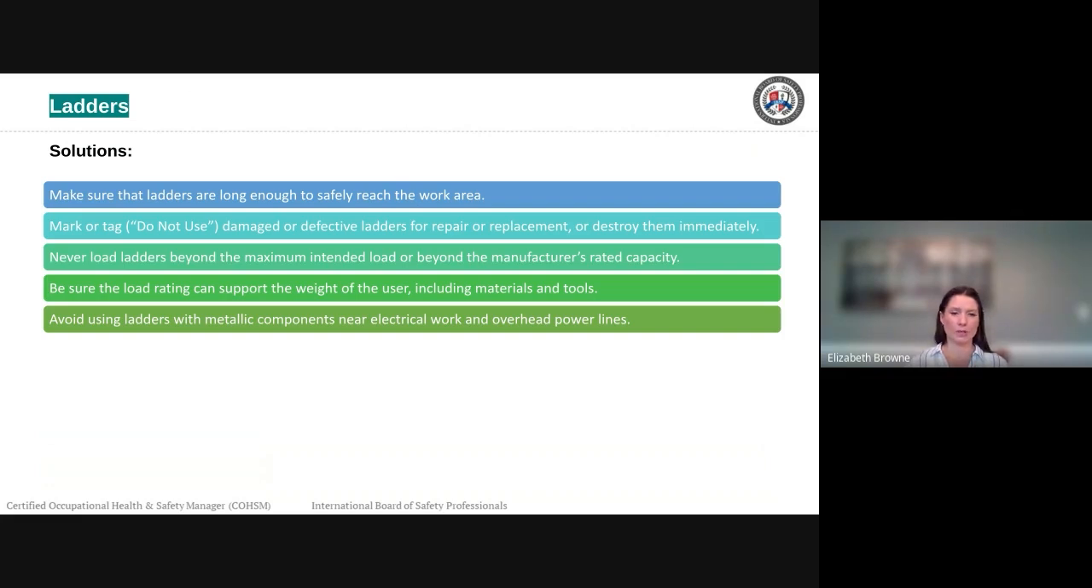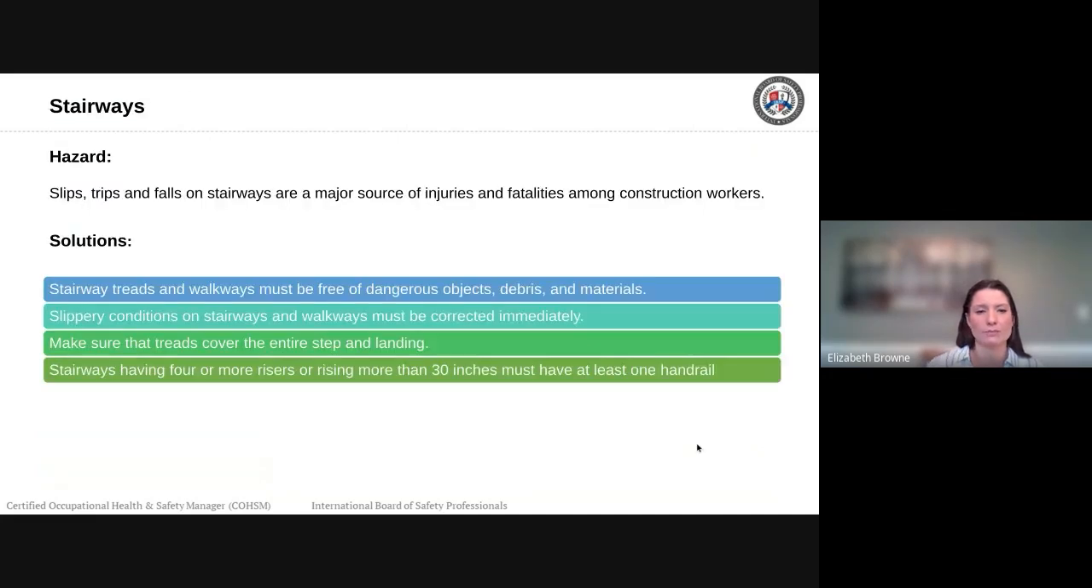Mark damaged or defective ladders, or tag them as do not use, or some companies will just destroy them immediately. Never load ladders beyond the maximum intended load or the manufacturer's rated capacity. Make sure the load rating can support the weight of the user, and that's going to include the material and tools that they'll be using during their work. And avoid using ladders that have metallic components near electrical work and overhead power lines.